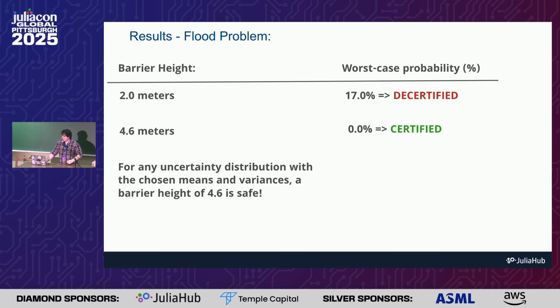And so what we're able to do is, for the flood barrier problem, we're able to say, oh, if the barrier height is 2.0 meters, there's a 17% chance that you can have a flood. But if you make the flood barrier 4.5, 4.6, there's a 0% chance that, for any probability distribution that satisfies the mean and variance requirements that we put down, it will be unsafe. And you go, okay, that stops flood.